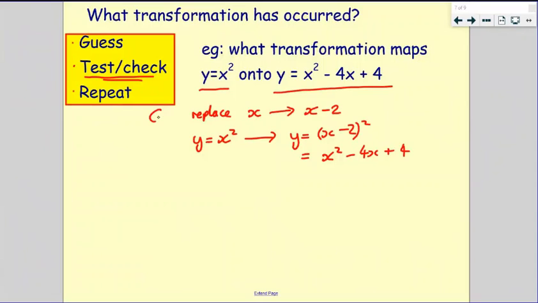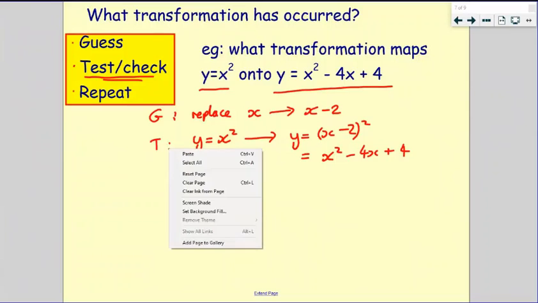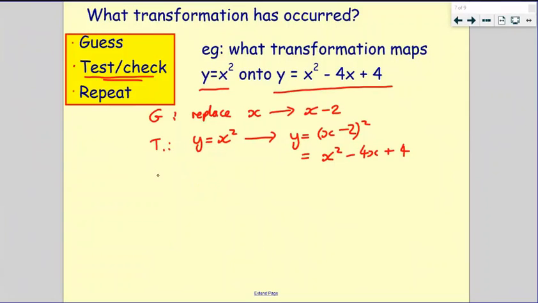Here, this is our guess. This is our test. And now we're going to give our conclusion. Because that was correct, this is a translation by the vector (2, 0). Positive because we subtracted. And if that was wrong, I would just do another guess. Basically this is trial and error.